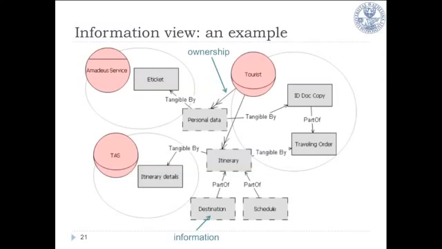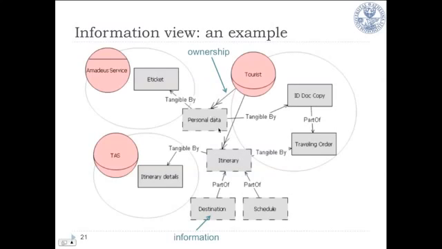Ownership is represented by this double-headed arrow from the actor owning the information towards the information. An actor might own more pieces of information, as in this case. Tourist owns personal data and itinerary information.